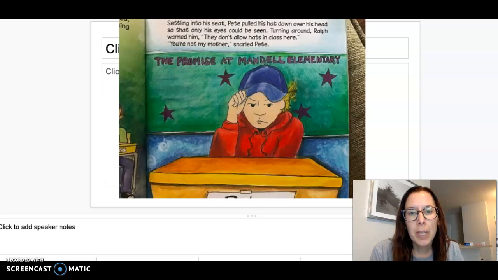Settling into his seat, Pete pulled his hat down over his head so that only his eyes could be seen. Turning around, Ralph warned him, "They don't allow hats in class here." "You're not my mother," snarled Pete.